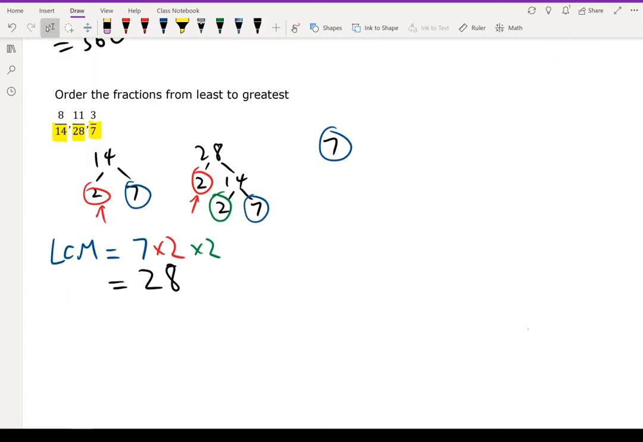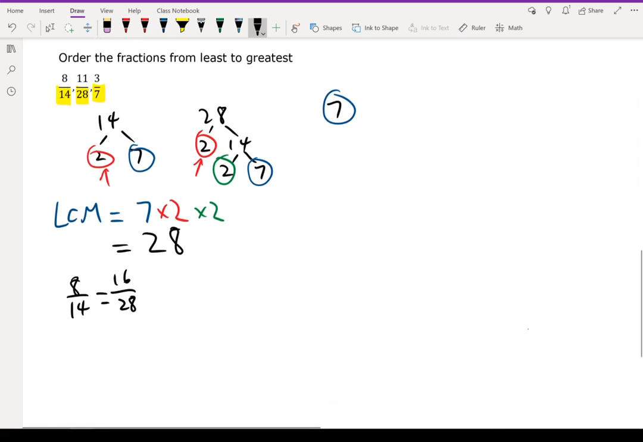So my first fraction, 8 over 14, is equal to, I'm going to multiply top and bottom, 16 over 28. And then I also have 11 over 28, which is the same. So I'm going to just write down 11 over 28 over here. And then I have 3 over 7 equals something over 28. This needs to multiply by 4. And so the top also needs to multiply by 4. That gives me 12 over 28.